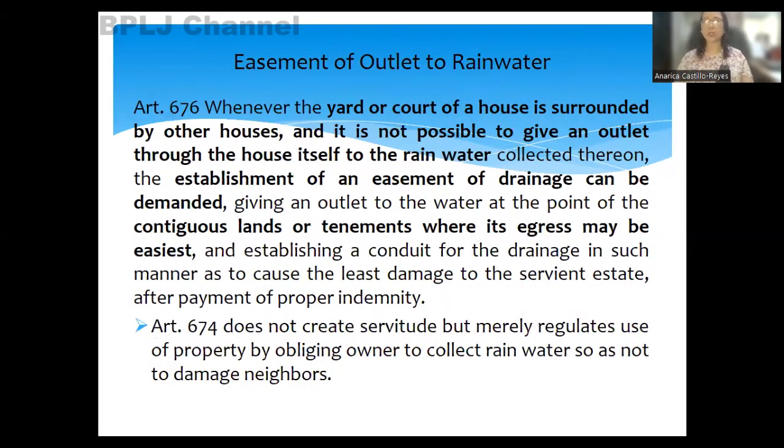Easement of outlet to rainwater. Whenever the yard or court of a house is surrounded by other houses, and it is not possible to give an outlet through the house itself to the rainwater, the establishment of an easement of drainage can be demanded, giving an outlet to the water at the point of the contiguous lands or tenements where its egress may be the easiest, and establishing a conduit for the drainage in such a manner as to cause the least damage to the servient estate after payment of proper indemnity.